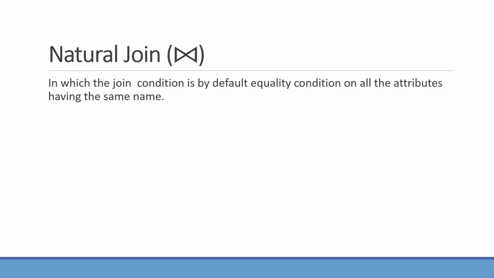Next, natural join, in which the join condition is by default the equality condition on all the attributes having the same name. That means natural join is used as a join. By default we get the common conditions, like we observed sailors.sid equals reserves.sid. Here we don't have to mention anything. The natural join itself by default applies the equality condition on all the common attributes. So let's see an example to understand this.